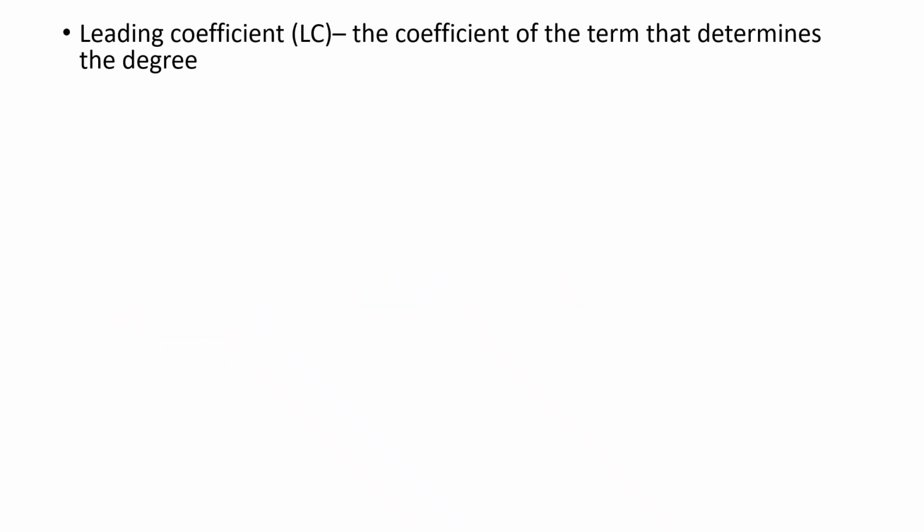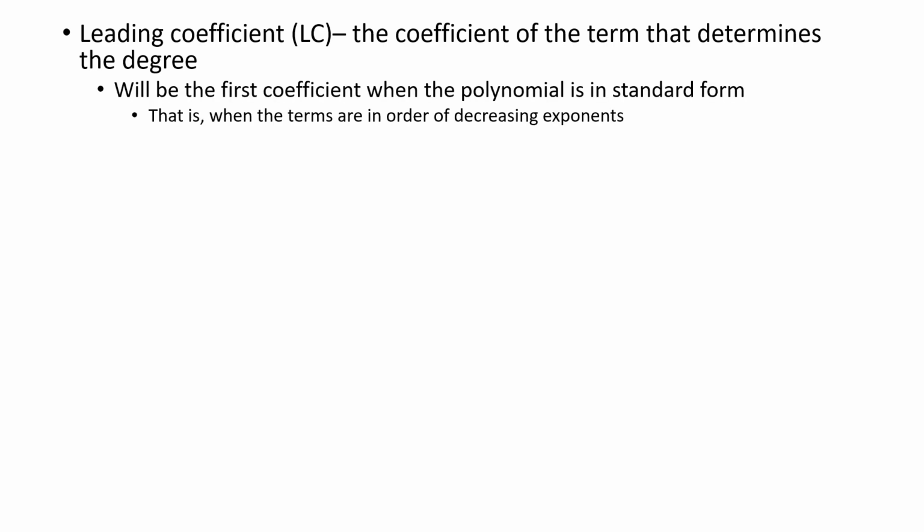Now, the leading coefficient, which I will often abbreviate LC because leading coefficient is quite a bit to type and write, is the coefficient of the term that determines the degree. And that will be the first, or leading, coefficient when the polynomial is in standard form, and that is when the terms are in order of decreasing exponents.